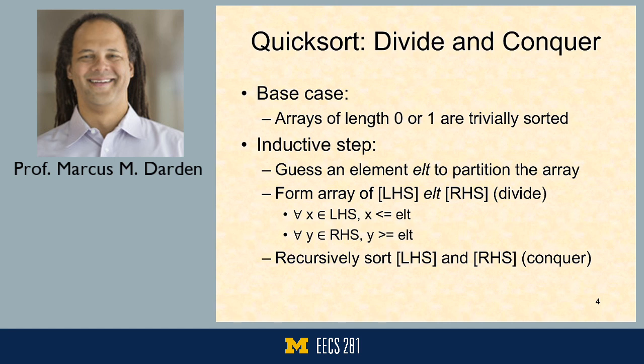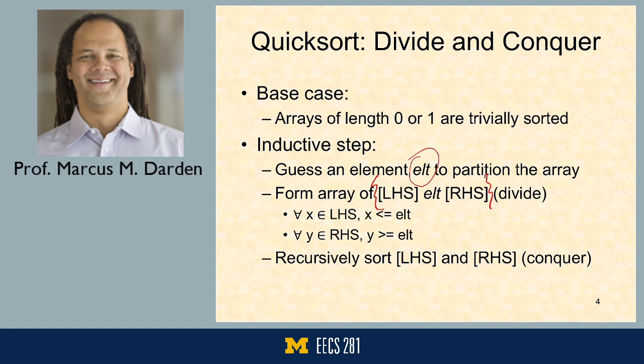There's an inductive step that happens as well in the divide and conquer. In that one, what we're going to do is find some element that we're going to use to partition the array. And here it's just called ELT, right? By the time we get done with our partition, our array is going to look something like this. It's got an ELT, which is in the middle, let's call it quote middle, somewhere in the middle, and then there's a left-hand side and a right-hand side. The important thing about this partition is where the ELT sits, everything to the left of it is less than or equal to the ELT, and everything to the right of it is greater than or equal to the ELT.